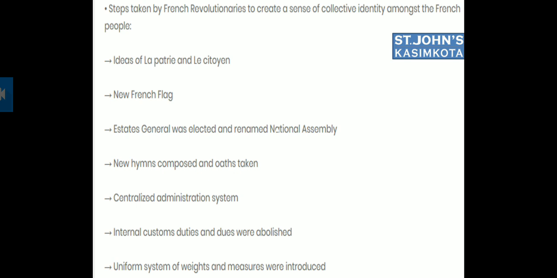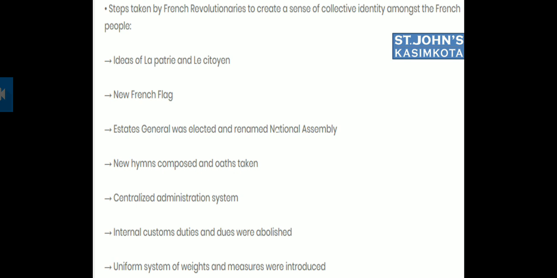Okay. And next, a States General was elected and renamed National Assembly. So, what was this? The States General was elected by the body of active citizens and renamed the National Assembly. New hymns were composed, oaths taken, and martyrs commemorated, all in the name of a nation.